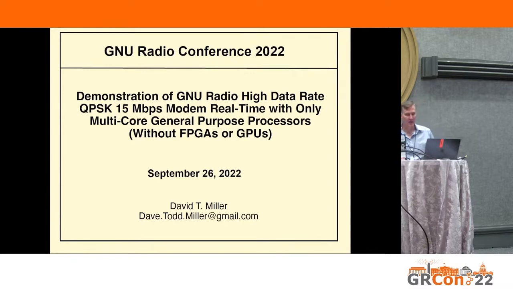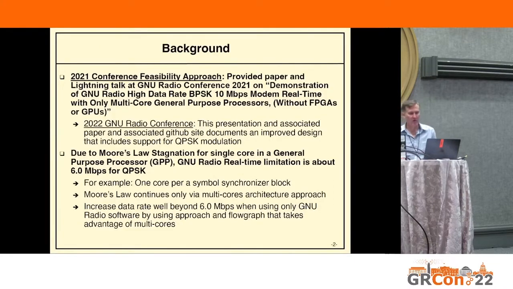Okay, thanks. Well, hello, my name is Dave Miller, and this afternoon I am going to present my project on building a high data rate QPSK 15 megabit per second real-time GNU Radio modem using just multi-cores of a general purpose processor in parallel. No FPGAs or graphics processor units are required to get up to this data rate for this project. So first, some background.